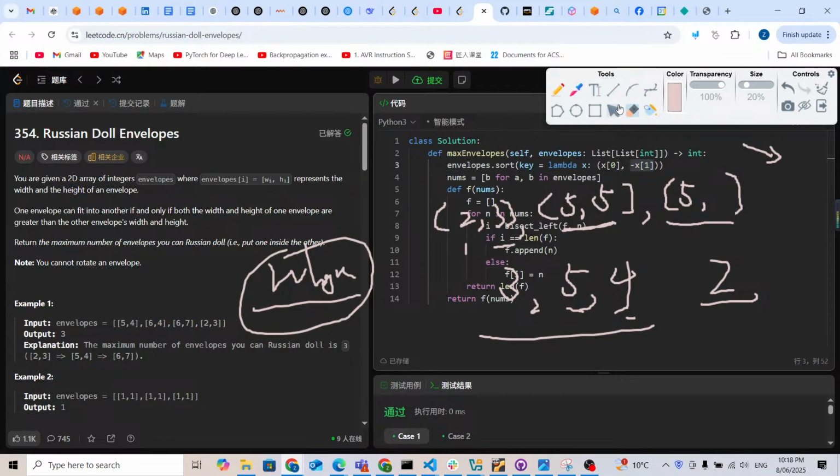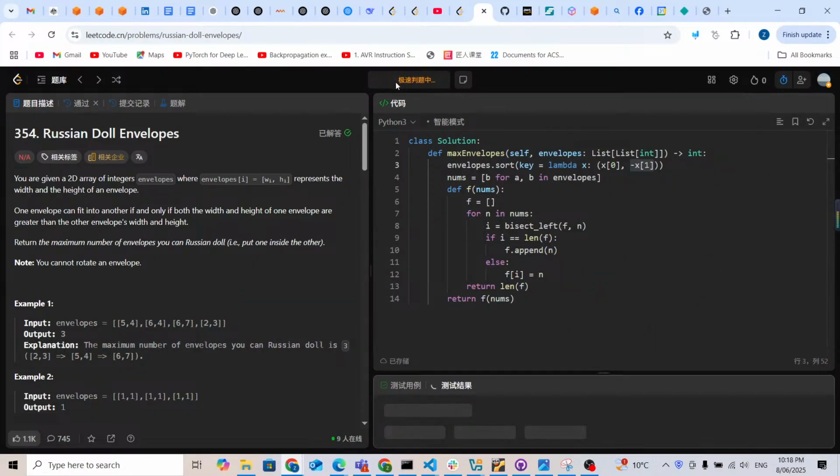For example, if this is 5, 5, and this is also 5, 5, it is okay. For the final one, it's going to be 3, 5, and 5. But this is also okay, because we are calculating the longest increasing subsequence. It is strictly increasing. It can only be 3 and 5. So the answer is going to be 2 as well. This means 5 and 5 can never be put into another 5 and 5.